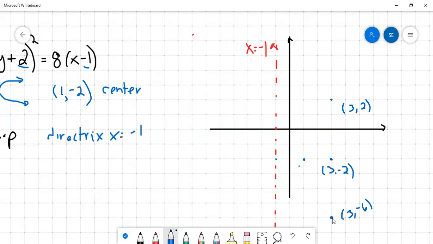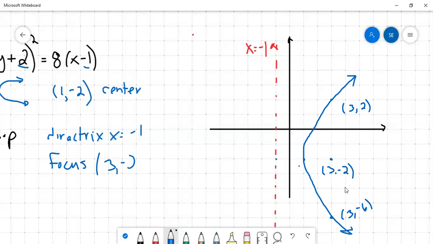Okay. Now we have a pretty good idea of what our parabola looks like. So that's our parabola. This was our focus, so let's write that here. Focus was (3, -2), and the points on our latus rectum were (3, 2) and (3, -6).